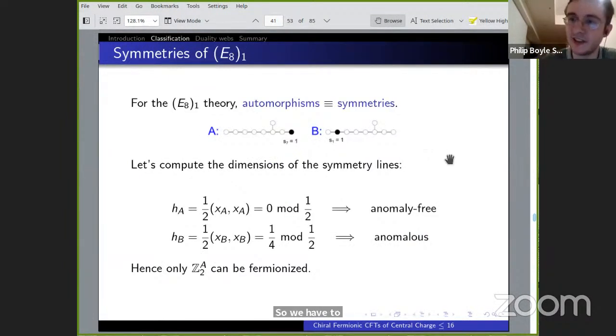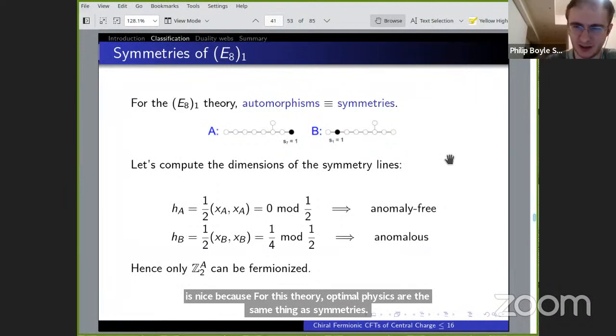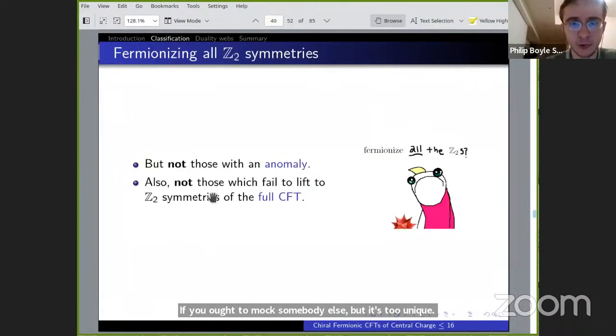So let's continue with our E8 example. E8 is nice because for this theory, automorphisms are the same thing as symmetries. Every automorphism of the algebra lifts to a unique symmetry. So we can ignore the second point here.